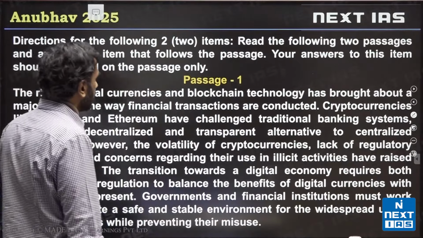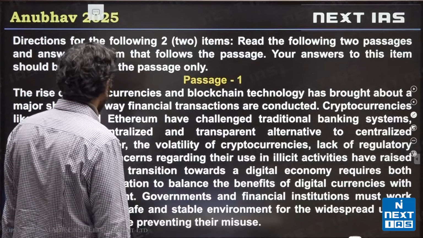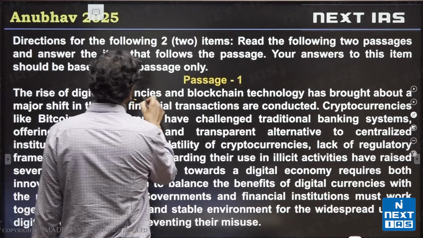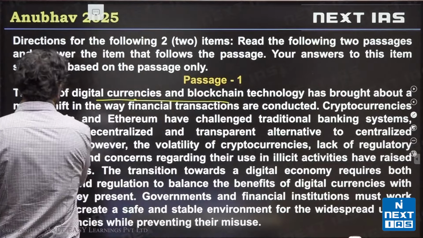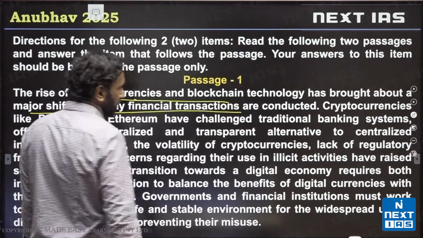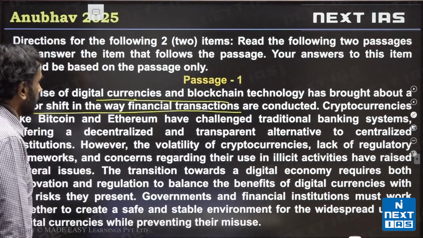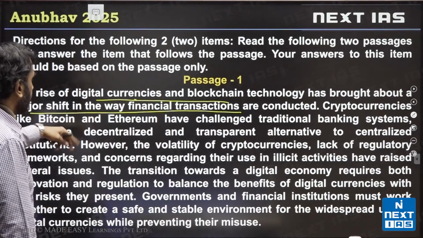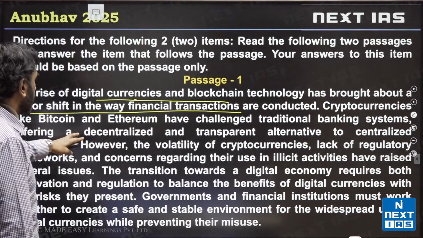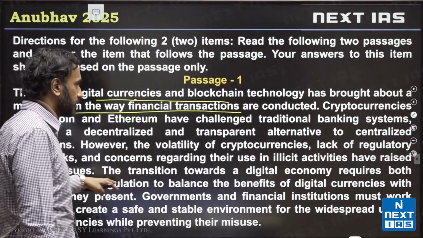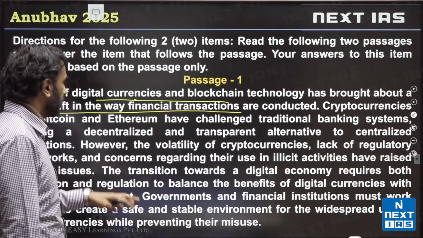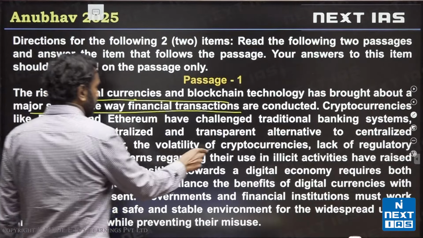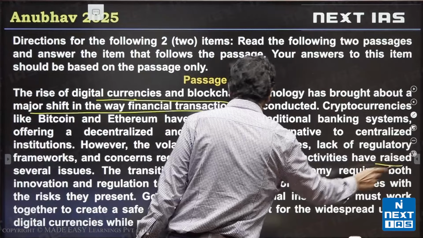The rise of digital currencies and blockchain has brought about a major shift in the way financial transactions are conducted. So blockchain and digital currencies, major shift in the way financial transactions are conducted. Cryptocurrencies like Bitcoin, Ethereum have challenged traditional banking systems, offering a decentralized, transparent alternative. However, the volatility of cryptocurrencies and the lack of regulatory frameworks have raised several issues. So cryptocurrencies have also raised several issues.